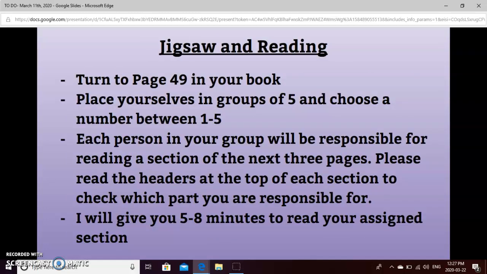So we read page 49 in our book when we were last together. And what I'd like you to do is read the next 3 sections. I want you to look at the headers on top of each section and try to make some predictions before you read the section about what information you might uncover as you read. Once you're done, there will be questions posted in the Google Classroom that go along with page 49 for you to do.